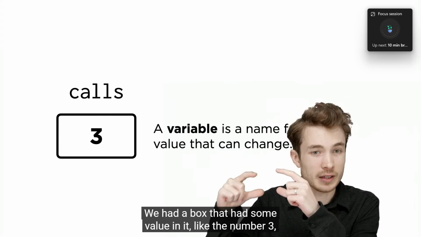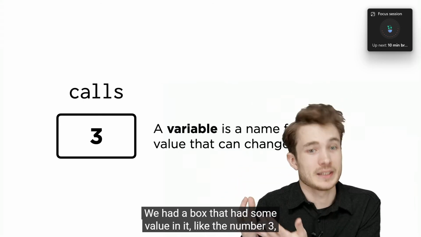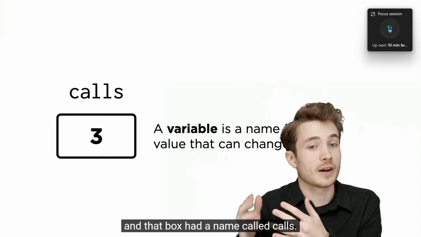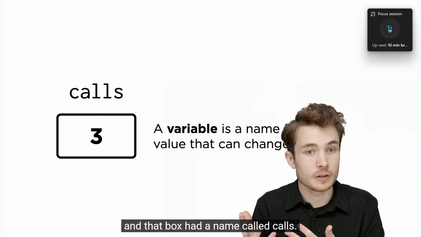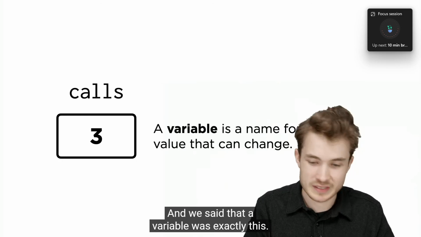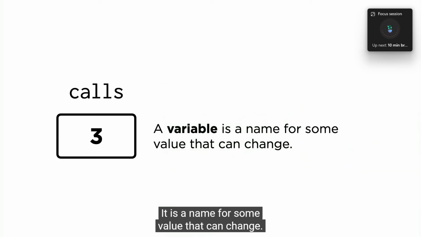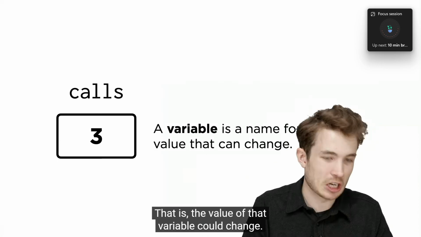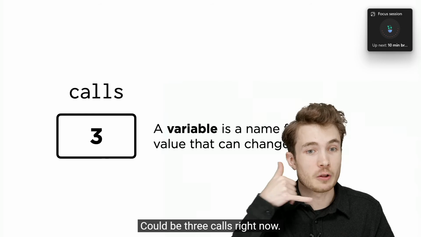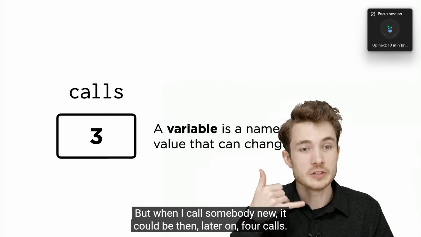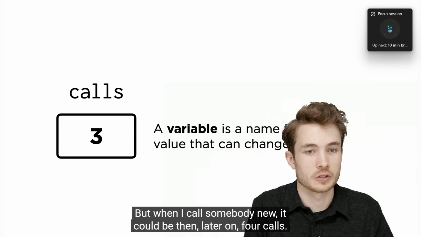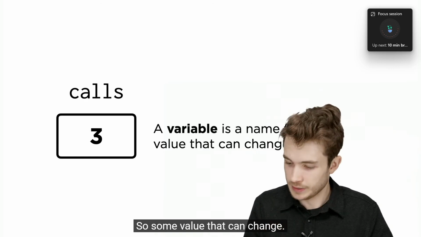We had a box that had some value in it, like the number 3, and that box had a name called calls. And we said that a variable was exactly this. It is a name for some value that can change. That is, the value of that variable could change. It could be 3 calls right now, but when I call somebody anew, it could be then later on 4 calls. So some value that can change.